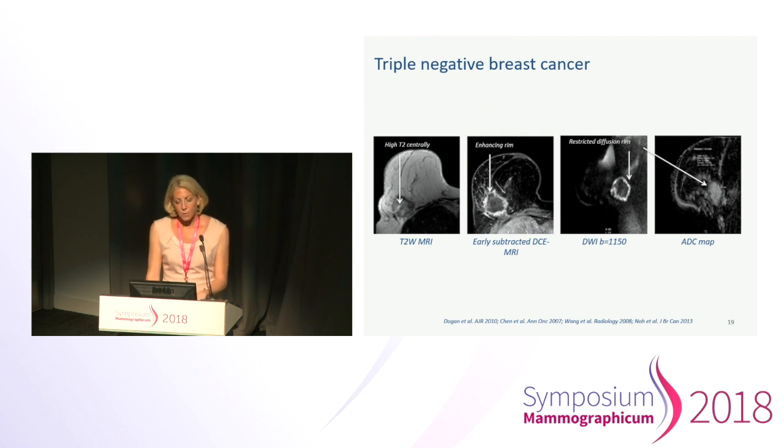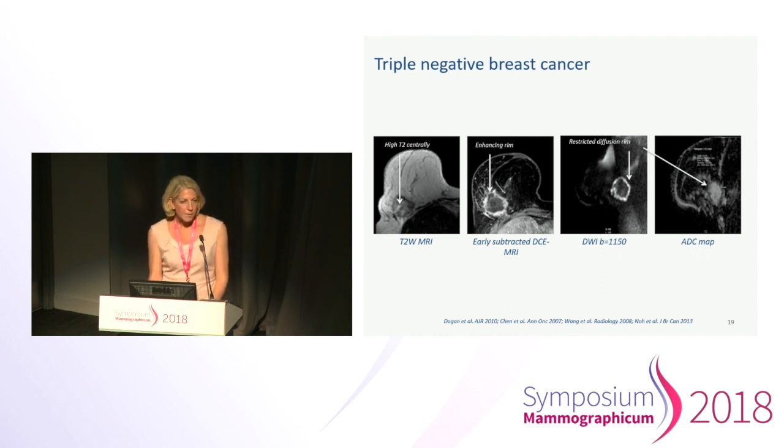Triple-negative breast cancers, although not across the board, and if you speak to any oncologist, they will tell you that there are probably at least 10 different subtypes of triple-negative breast cancer. Despite that, quite often they have a specific imaging phenotype, which is, as we see here, a well-defined rounded mass with pronounced peripheral enhancement and often high T2 weighting centrally.